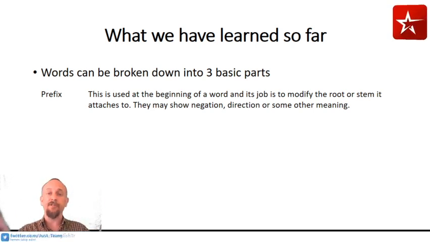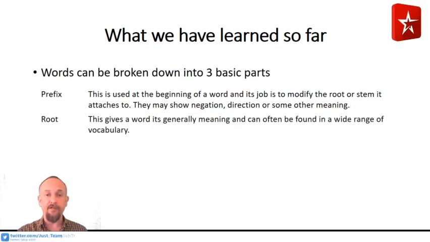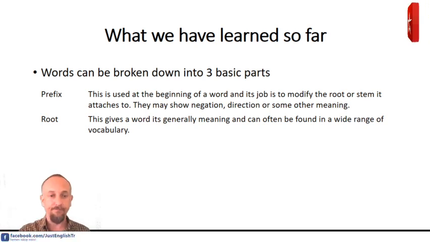I've prepared some screens for you to actually screenshot. Then we have the root, and of course the root is what gives the word its basic meaning. Now, you're not going to find a root in every word. Some words just have stems. But about 50% of the English language is made up of Greek or Latin roots. And these Greek and Latin roots, just one root, can give you the general meaning of a word in maybe 1,000 different words.